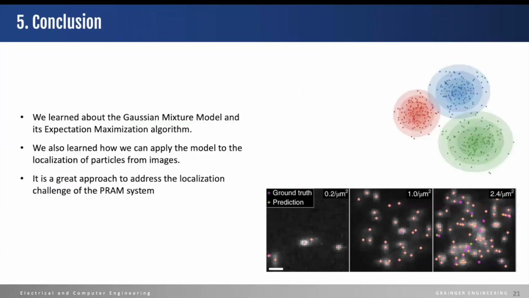So in conclusion, we learned about the Gaussian mixture model and its expectation maximization algorithm. We also learned how we can apply the model to localization of particles from images. It is a great approach to address the localization challenge of the PREM system. That concludes my presentation.